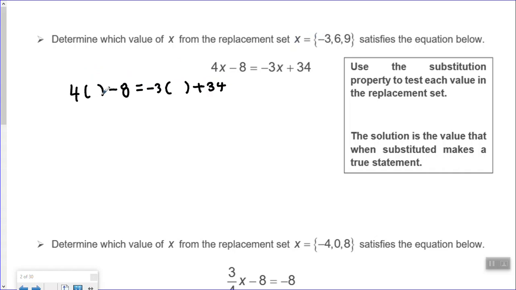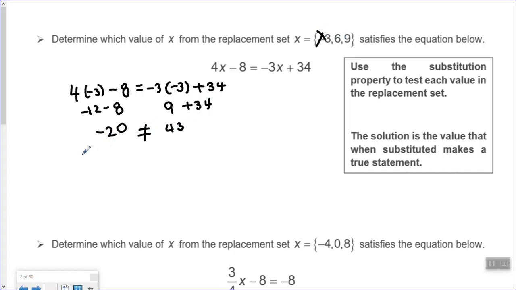So let's try -3. If we put -3 in both places, you can use your calculator. On the left side, 4 times -3 is -12, minus 8. On the right side, -3 times -3 is +9, plus 34. On the left, -12 minus 8 is -20. On the right, 9 plus 34 is 43. They are not the same. They are not equal, so -3 is not the answer.